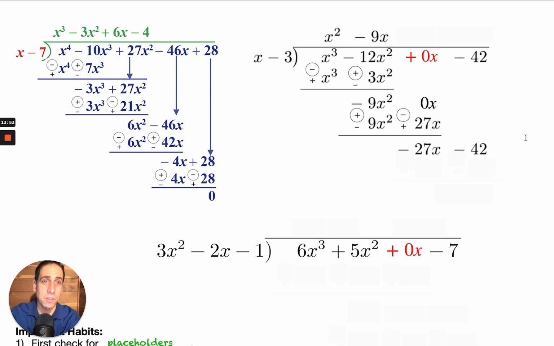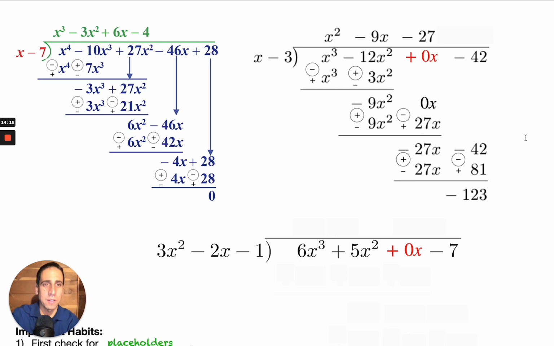We're going to bring down the minus 42, and then negative 27x divided by x is just negative 27. Negative 27 times x is negative 27x, and negative 27 times minus 3 gives you plus 81. We need to subtract. In order to do that, we change the signs and add. The negative 27x and the plus 27x cancel, and the minus 42 and the negative 81 add up to a negative 123. And I can tell this is going to be a remainder because there's nothing left to bring down. We've already brought down the last, minus 42, and also we've found the constant term right here, which is minus 27. So it's going to be a remainder of negative 123.